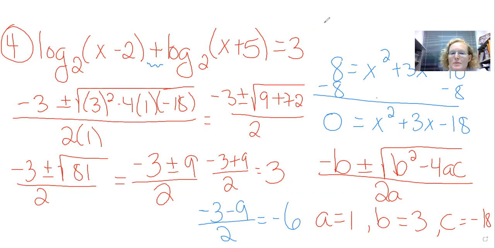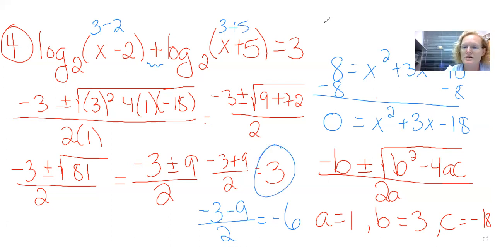So the first thing I'm going to do is take my 3 up here and we're going to look. So if I come up here and say, okay, 3 minus 2. Well, 3 minus 2 is 1. That's a log of a positive number, so that's okay. And then if I come over here and I say, okay, 3 plus 5. Well, 3 plus 5 is 8. Once again, that's the log of a positive number. That's okay. So 3 works.